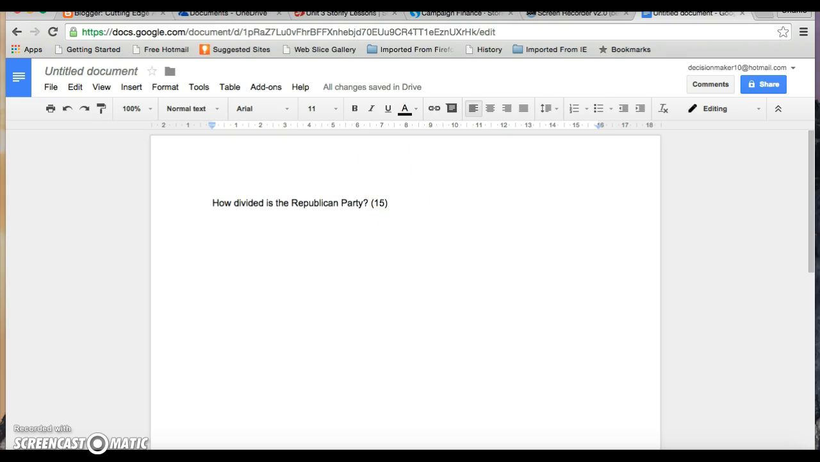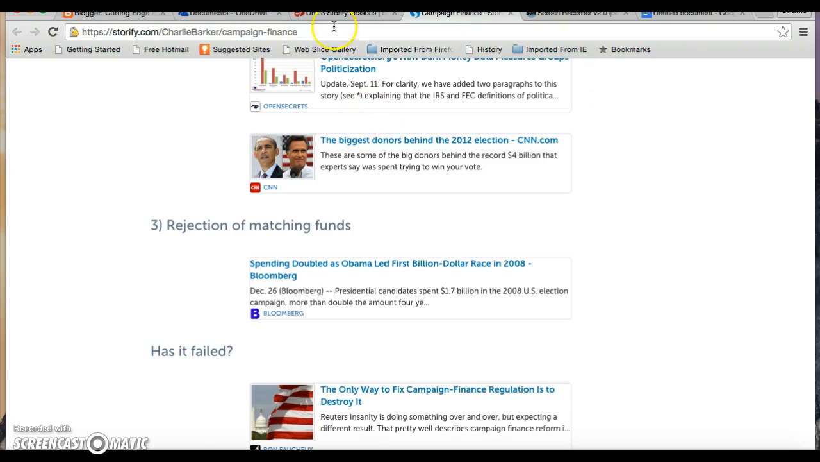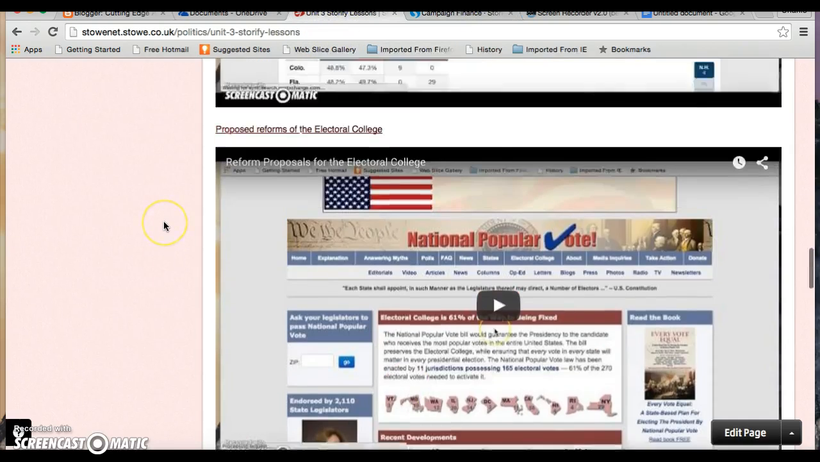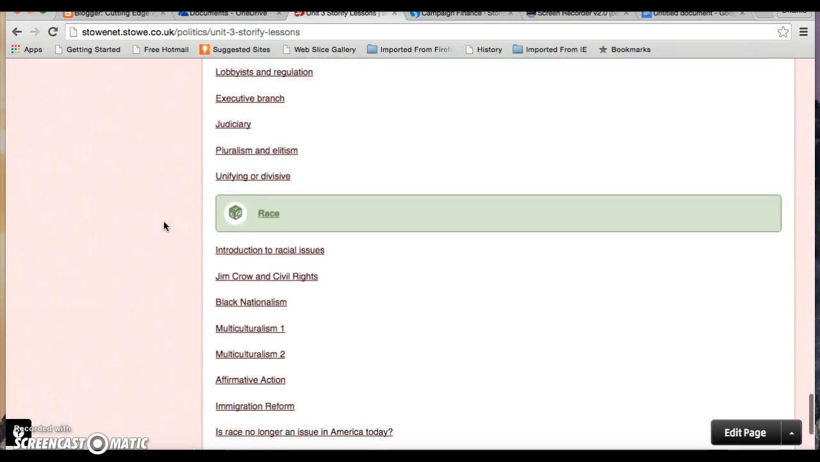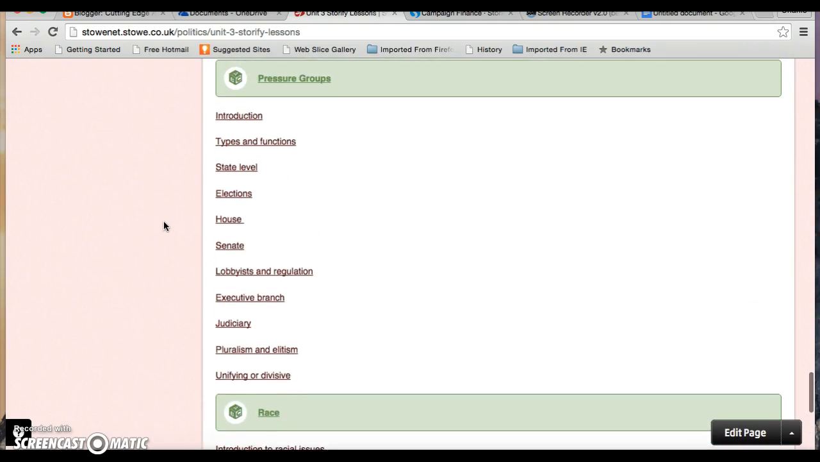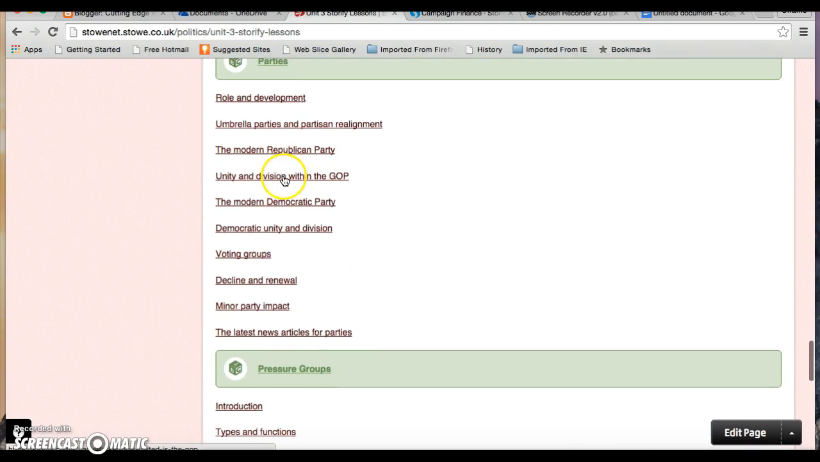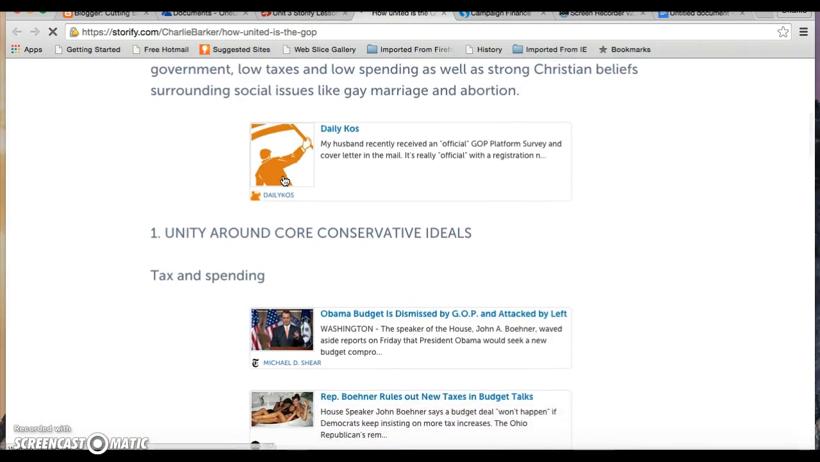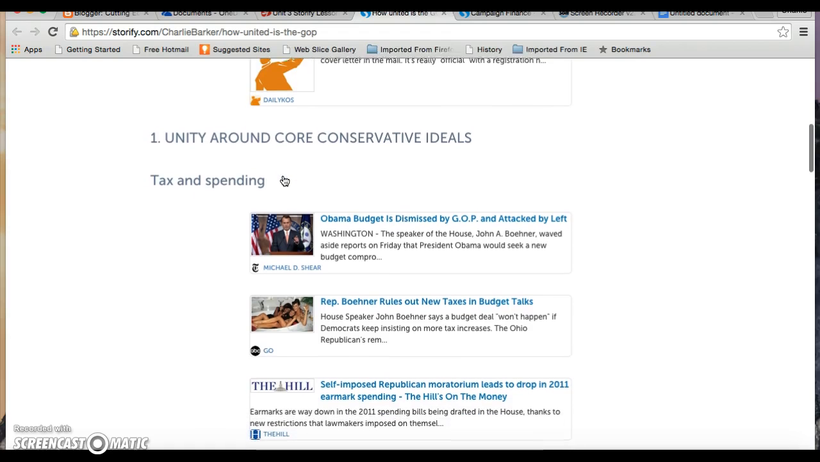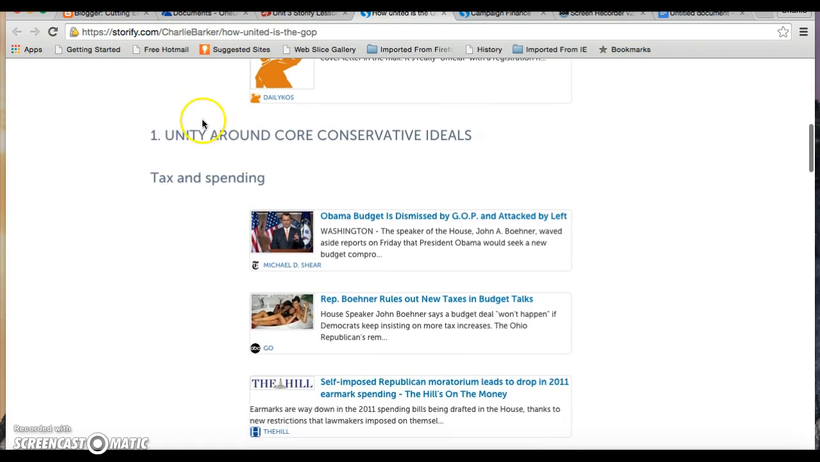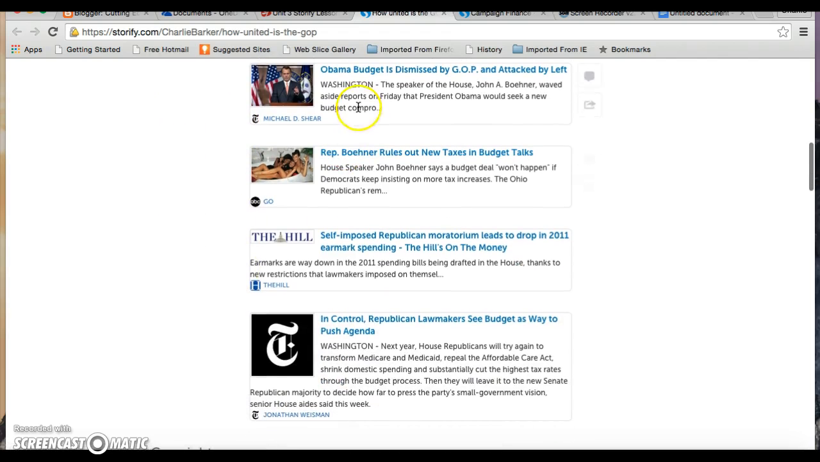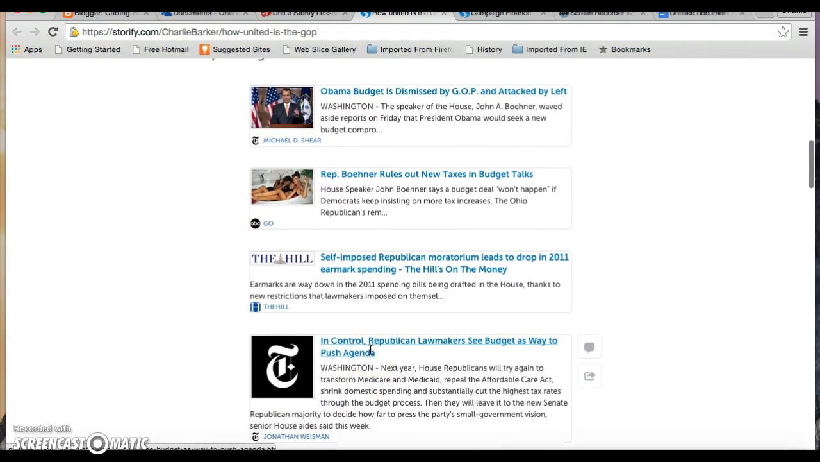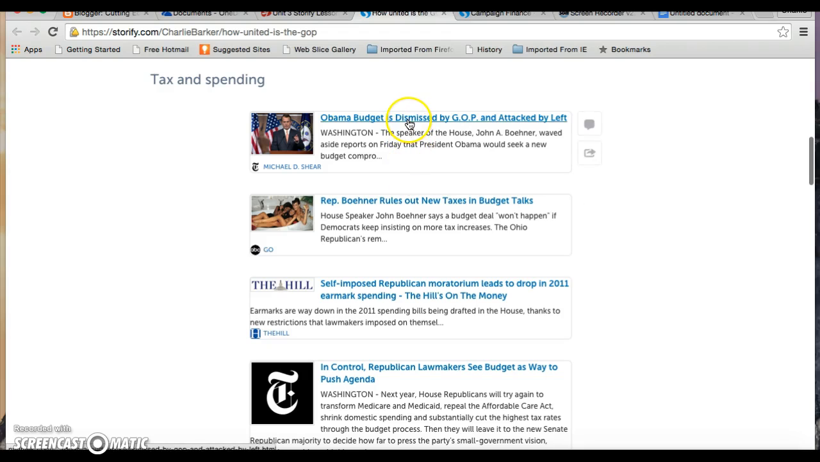Now, obviously, the first place that you would go would be Unit 3 Storify lessons on StoneNet, and you would basically go straight to the source, unity and division within the GOP. Okay? This makes it really easy. Look, tax and spending, unity around core ideals. So here you've got some areas of unity, tax and spending. Here's your examples, okay?